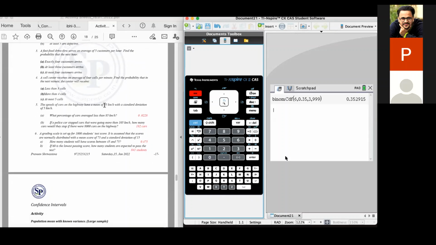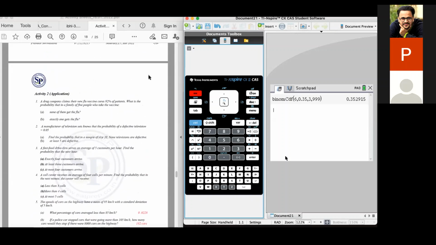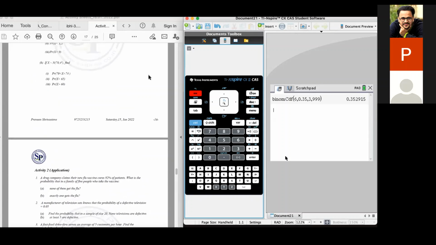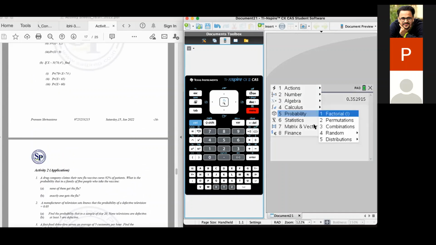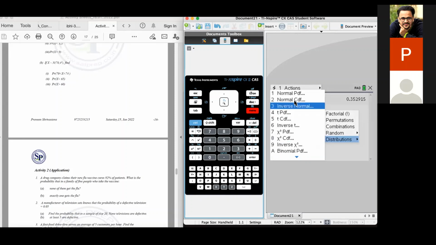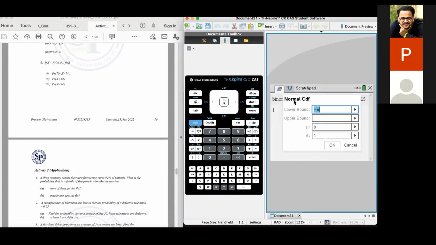So normal distribution, let us just take any one of the problems of normal also. In the same manner, probability distributions and normal CDF. So they are asking lower bound and upper bound. You can put 70, upper bound would be 74. And a mu value is given, 70 here. And the sigma is 4.